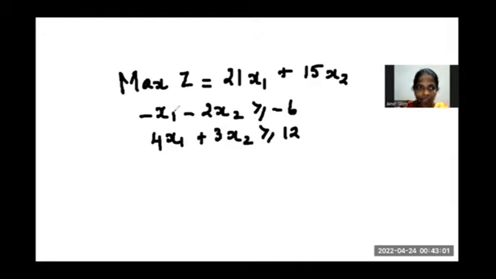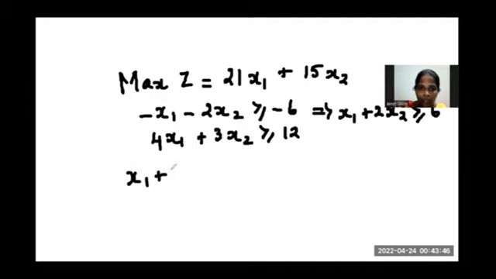So the first constraint equation has a negative sign: minus x1 minus 2x2 greater than or equal to minus 6. The minus sign can be converted into a positive sign by multiplying by minus one throughout the equation. So equation 1 becomes x1 plus 2x2 greater than or equal to 6. The first step in Simplex Method is that where the constraint equation has the inequality greater than or equal to, this inequality has to be converted to an equality by introducing a slack variable.